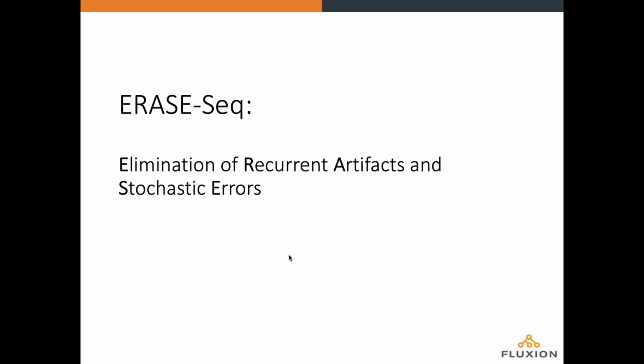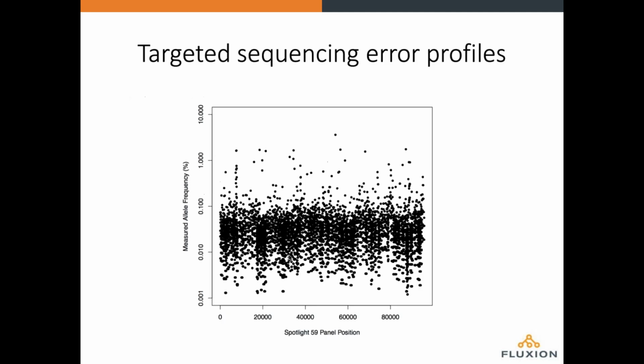And what I'll be talking about for the rest of the talk is our approach called erase-seek, and that just stands for elimination of recurrent artifacts and stochastic errors. So what we did was we started looking, without the use of UMI, at a targeted sequencing panel that's about 30 kb long, and we just started looking at error profiles. So we started using a very sensitive caller without really having any quality cutoffs, just letting everything through and looking at all the false positive calls that you could get.